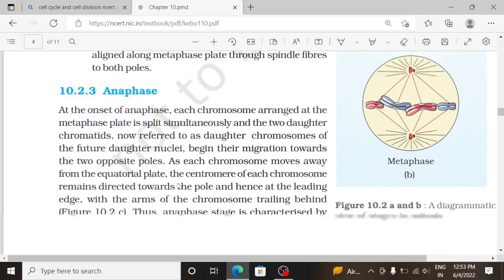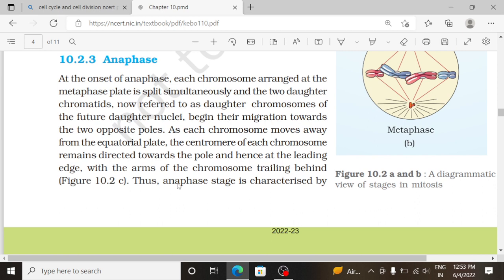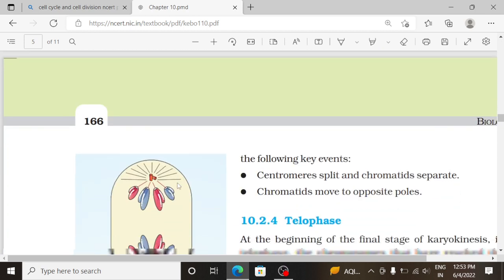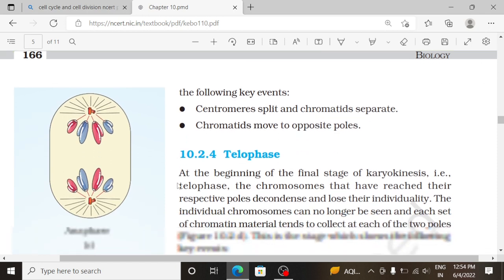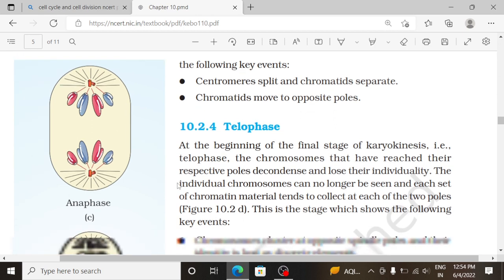Anaphase. At the onset of anaphase, each chromosome arranged at the metaphase plate is split simultaneously and the 2 daughter chromatids, now referred to as daughter chromosomes of the future daughter nuclei, begin their migration towards the 2 opposite poles. As each chromosome moves away from the equatorial plate, the centromere of each chromosome remains directed towards the pole and hence at the leading edge, with the arms of the chromosome trailing behind. Thus, the anaphase stage is characterized by the following key events. First, centromeres split and chromatids separate, and second, chromatids move to the opposite poles.